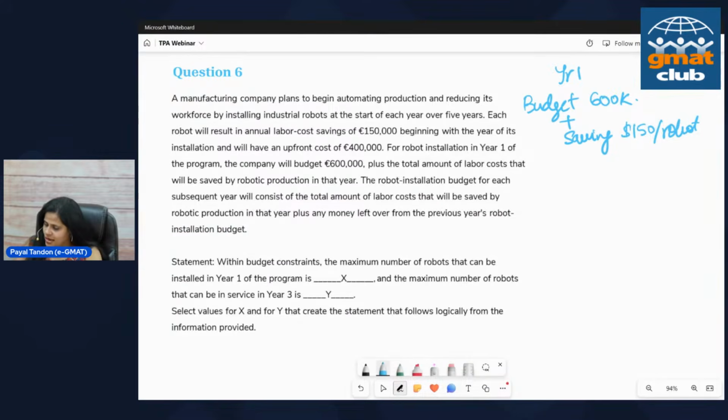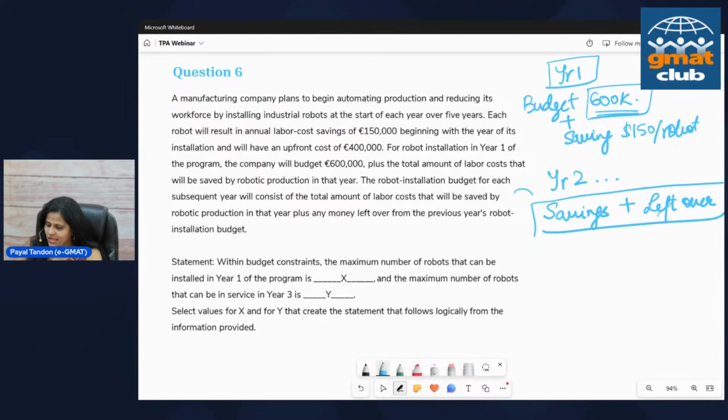So for the first year, if you look at it, there is a kickstart budget that has been provided of 600K. But for any subsequent years, so year two onwards, it is going to be all of the savings that happen, okay? Savings plus whatever is the leftover from the previous years. So there is no additional money being poured in. The additional money is only in the first year.